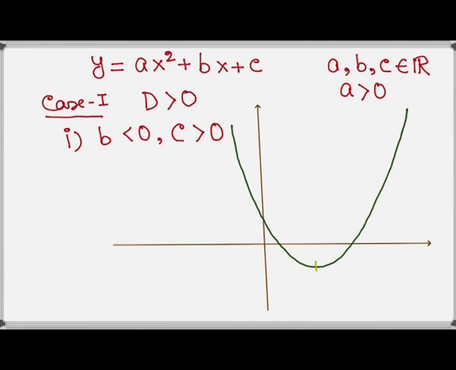This is the vertex, let us call it P, and this is having coordinates minus b by 2a, comma, minus D by 4a. And this is the y-intercept, 0 comma c, this is alpha and this is beta. So here we can see that alpha and beta both are real and they are distinct.